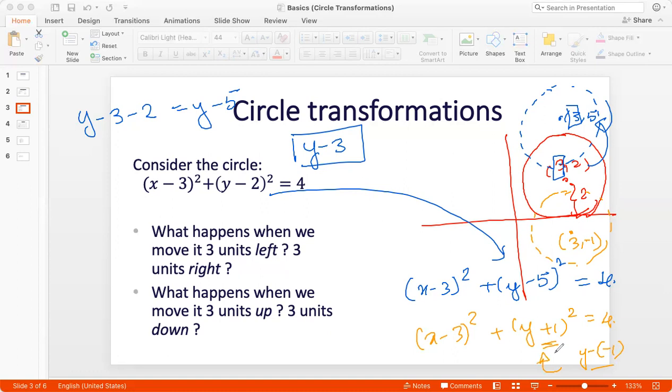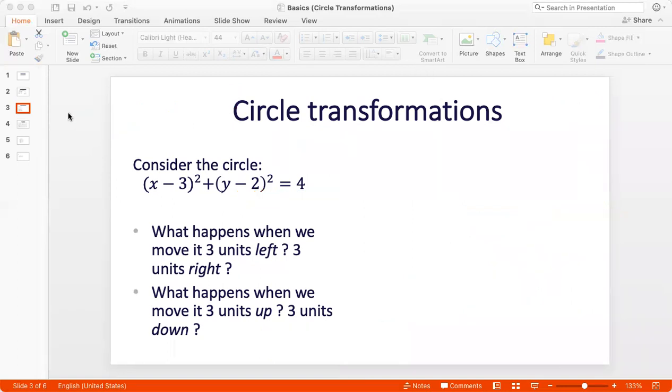And what have I done now? I have replaced the y - 2 with y - 2 + 3 to get y + 1. So a shift of 3 units down meant replacing y with y + 3. So this is the general rule to remember when you have any transformation.